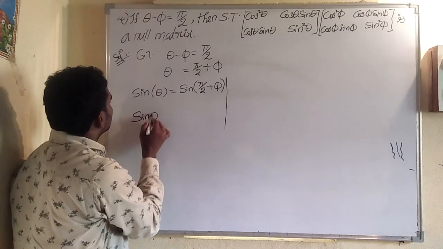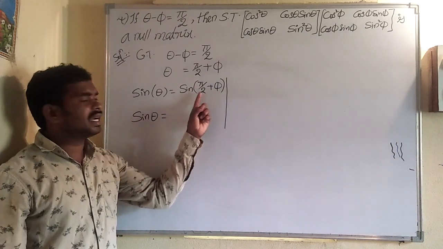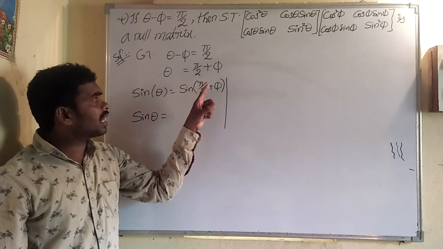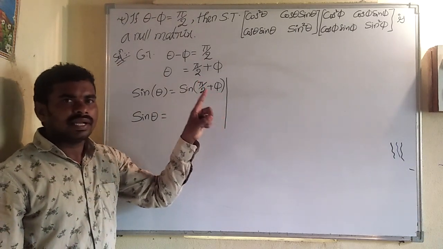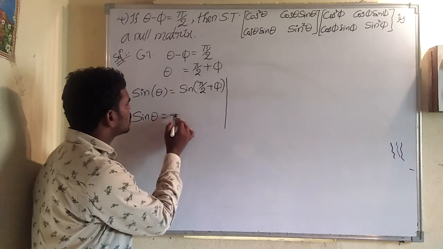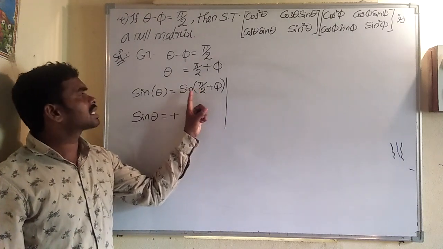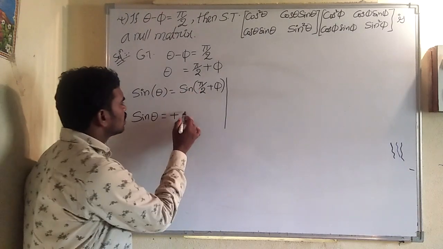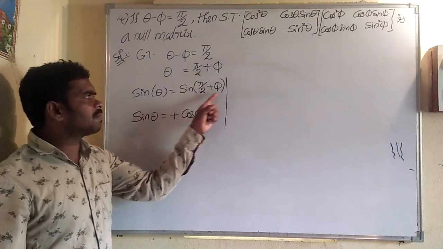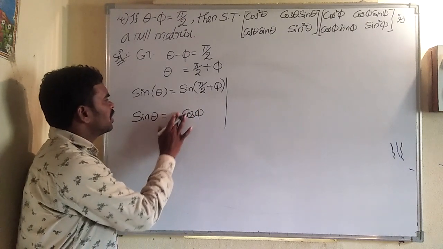Sine theta is equal to sine of 90 plus phi. 90 plus means it belongs to the second quadrant. In the second quadrant, sine is positive. And whenever it is pi by 2, sine interchanges as cos. What is the angle? Phi. So sine of 90 plus phi is nothing but cos phi. Plus means no need to write.